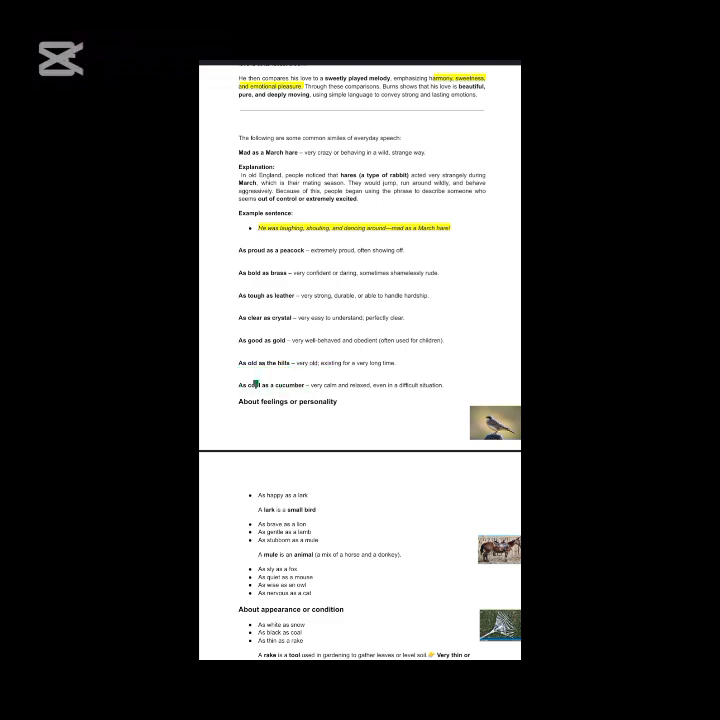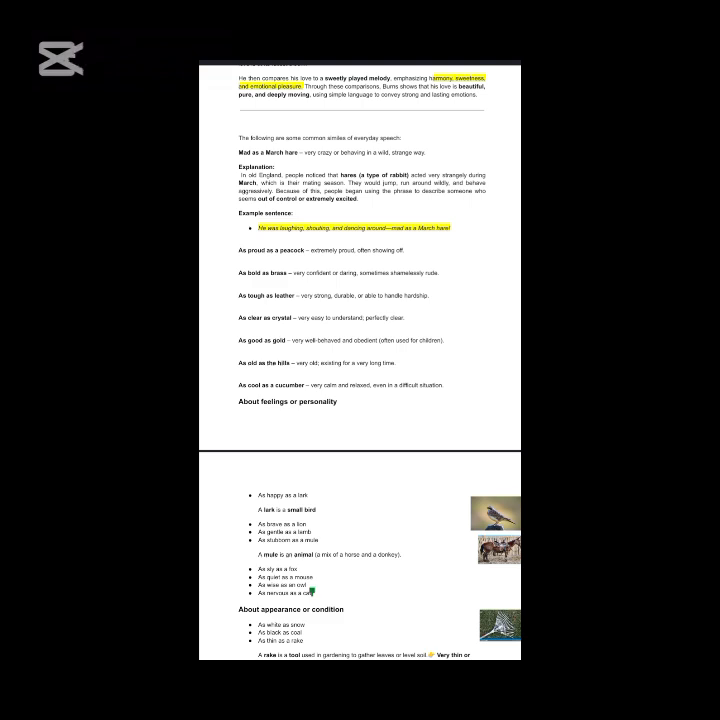Now about feelings or personality, some similes are used and these are mentioned here. As happy as a lark. A lark is a bird, and this is the bird that is called the lark. As brave as a lion, as gentle as a lamb, as stubborn as a mule. A mule is an animal, a mix of horse and donkey, just like you can see in the picture. As sly as a fox, as quiet as a mouse, as wise as an owl, as nervous as a cat.